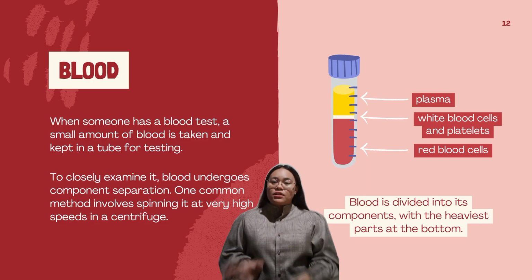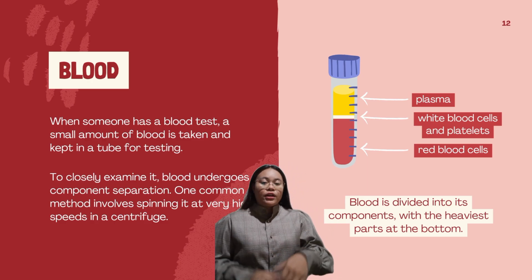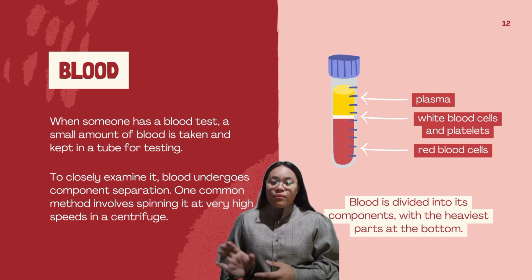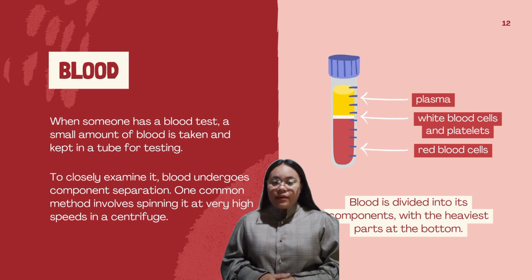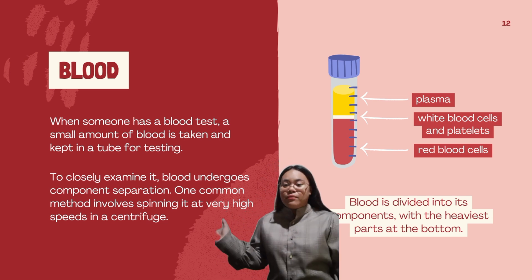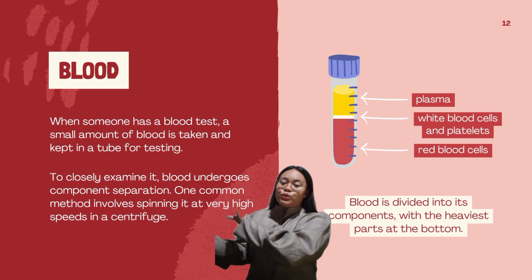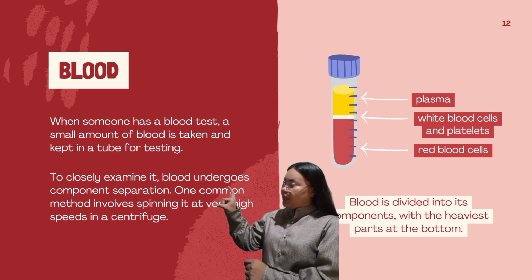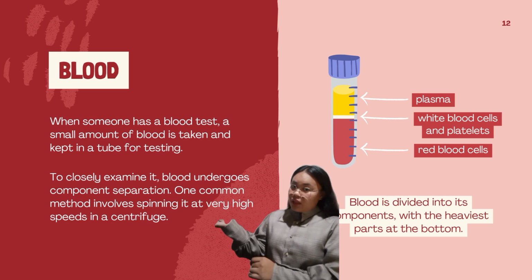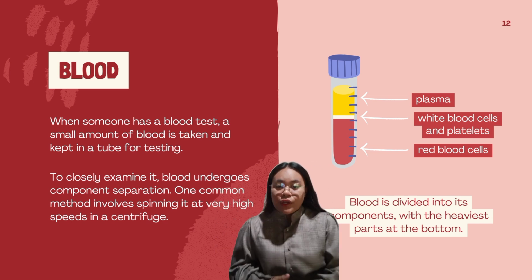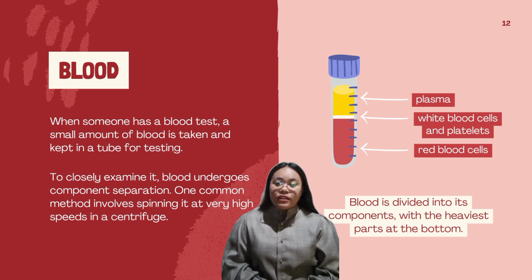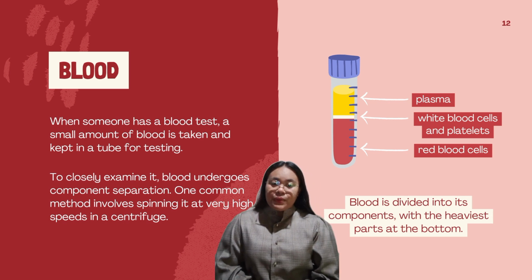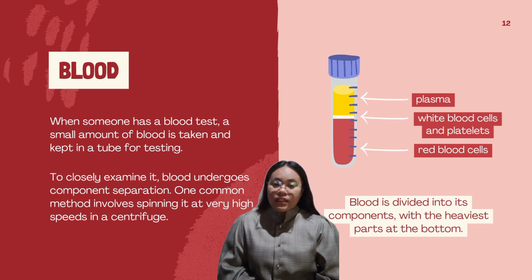If we go to the hospital and have a blood test, a small amount of blood is taken and kept in a tube for testing. As you can see in the diagram, there's a tube used to hold our blood. To examine it closely, the blood undergoes component separation. One common method involves spinning it at very high speed in a centrifuge.